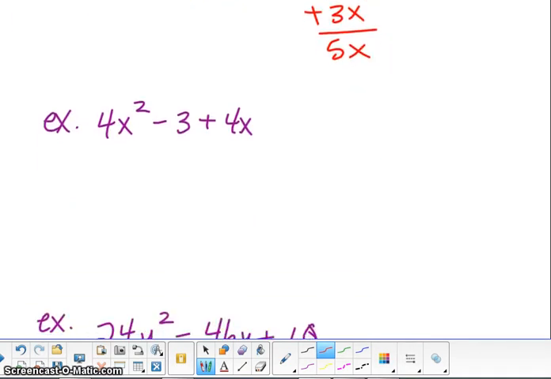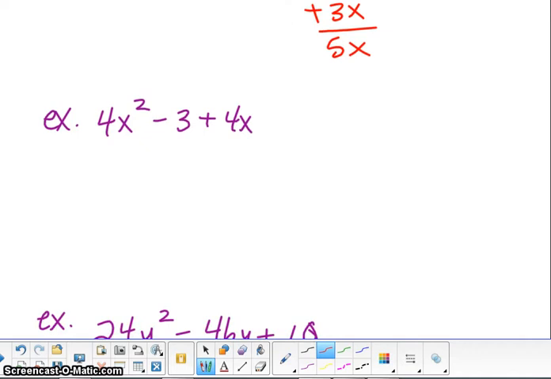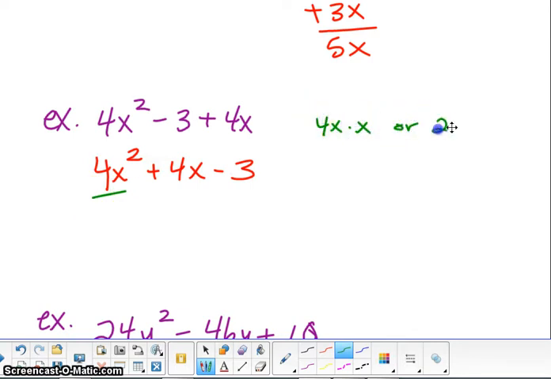Alright, the next one's going to be a little more challenging. First of all, it's not in the right order, so we're going to have to change it around so it's in descending order: 4x squared plus 4x minus 3. So once you get that fixed, then it's time to start. My options for the first term are 4x and x, or 2x times 2x. My options for the last one: 3 is a prime number, so it's got to be 3 times 1.